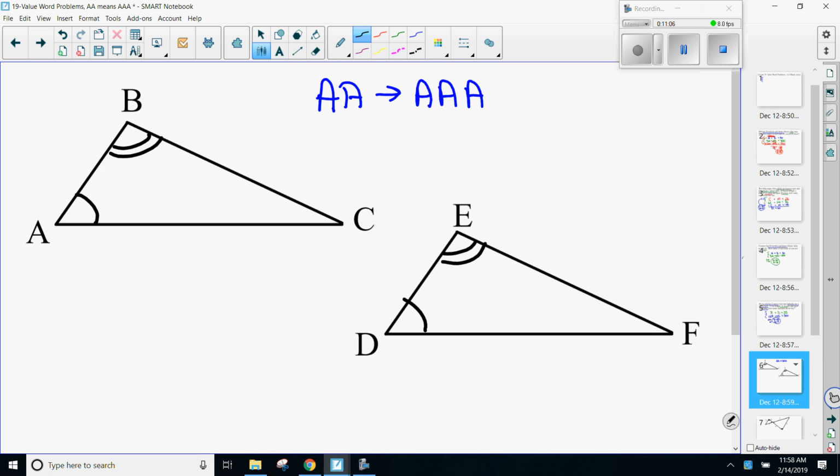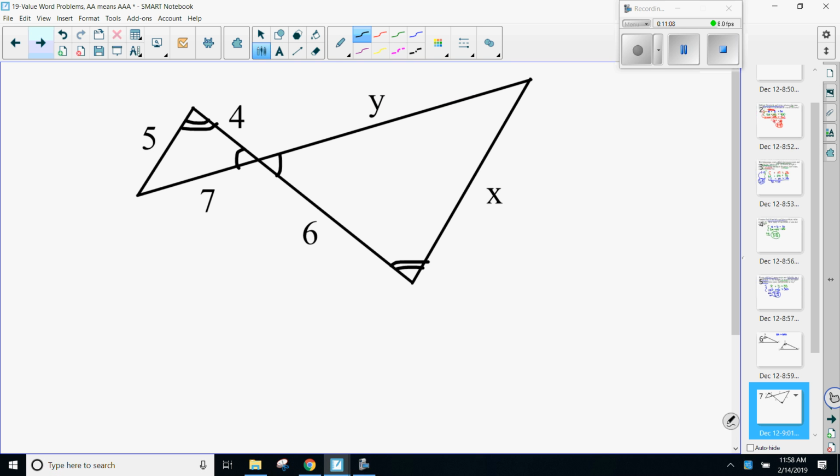This is the new problem. Is that any different than what you worked with yesterday? Except for the orientation of it, that's the only thing that's different. I'm going to mark these third angles as equal, right? We have these two angles congruent to each other. These two angles are congruent. So that means that those third angles are equal.